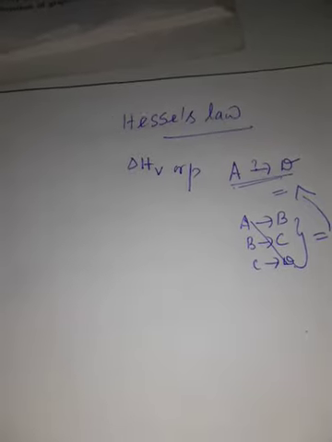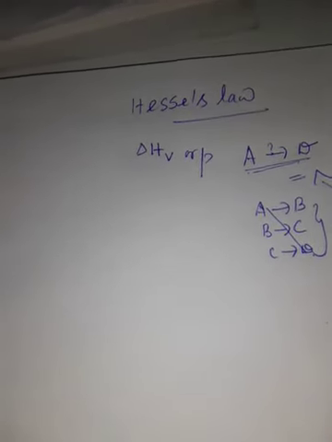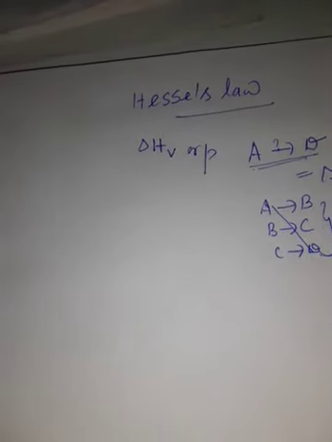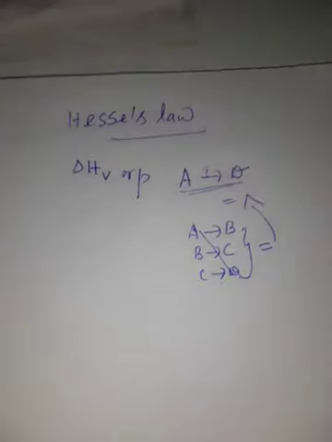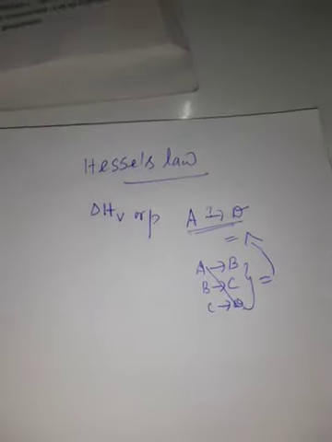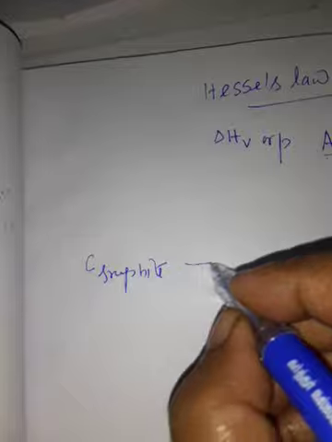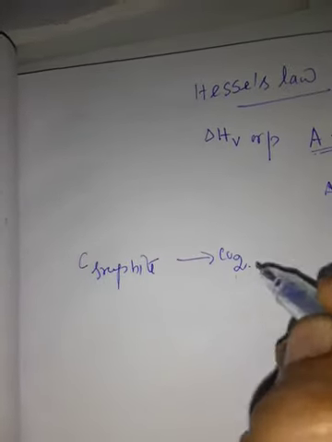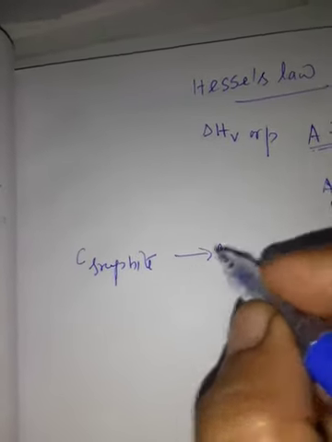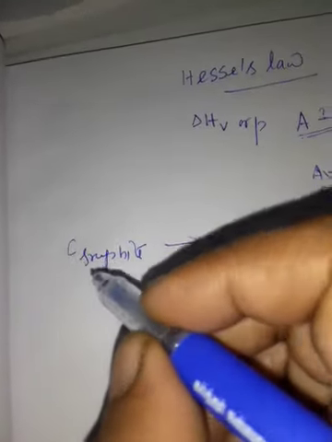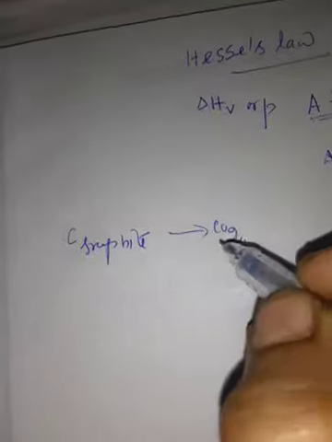So whether it takes place in single or multiple steps, provided the initial and the final states are the same. So we can see one example. For example, graphite, carbon, that is graphite, is converted to CO2. But this cannot be easily measured. The conversion of graphite into CO2 is difficult to measure.